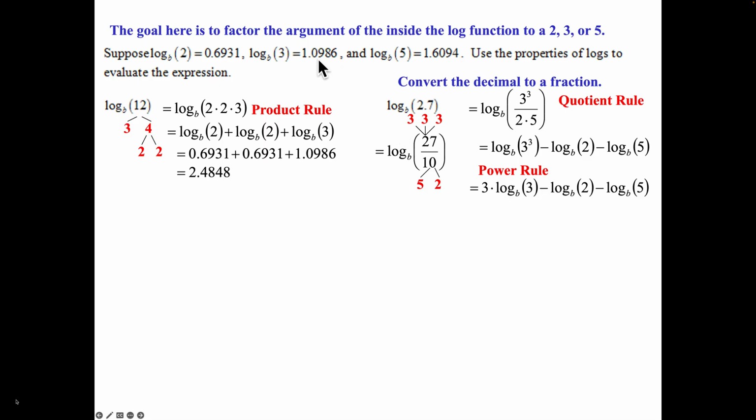Now we'll put in the decimals, 1.0986 for the 3, 0.6931 for the 2, and 1.6094 for log base b of 5. Go to our calculator and crunch this all out. We get 0.993.